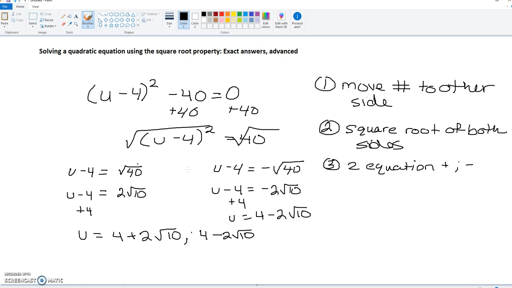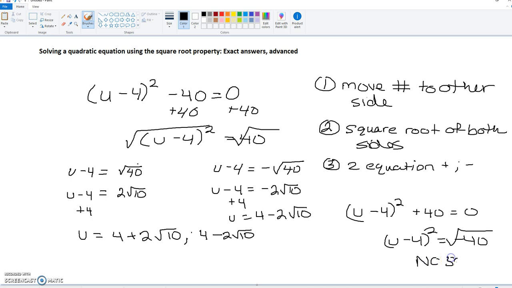Okay, and again, the only time that you would have no solution with these problems is if, when you originally move, let me give an example. Let's say we had u minus 4 squared plus 40 equals 0. So when we moved it over, we'd end up having u minus 4 squared equals a negative 40 before we took the square root. So in this case, this would end up being an imaginary number, so therefore it would be no solution.